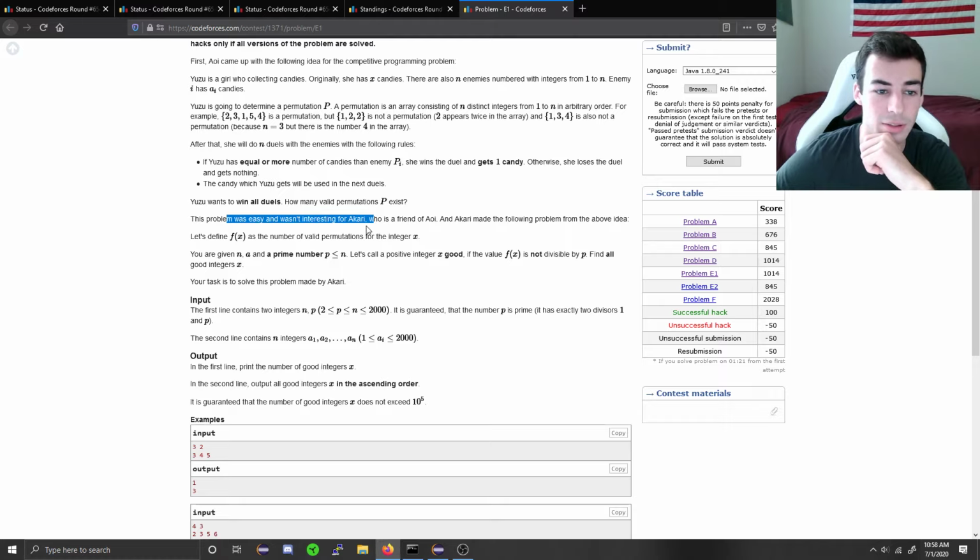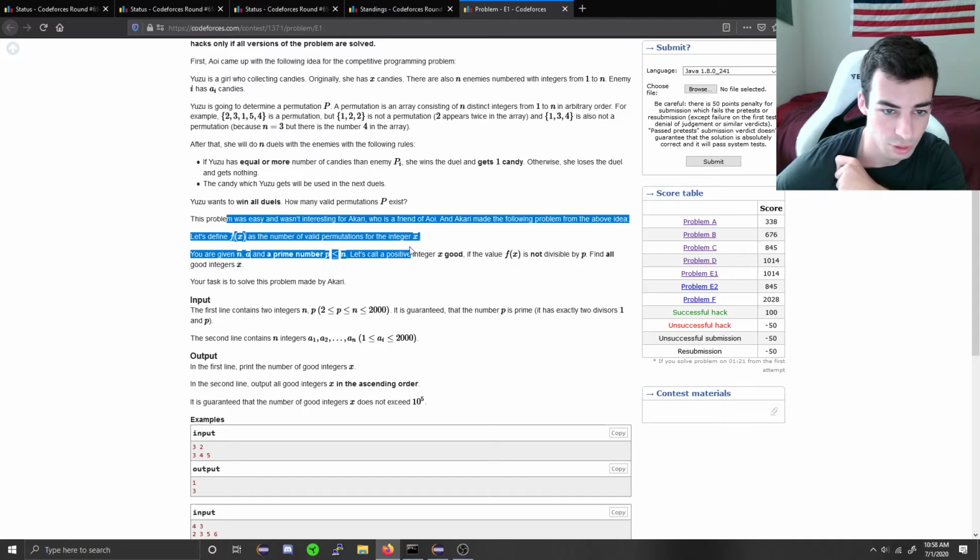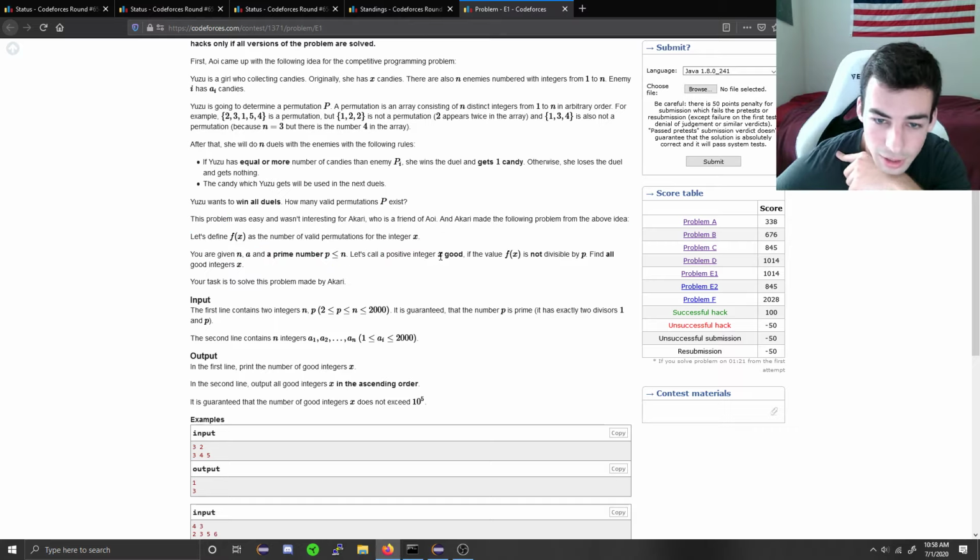The problem was easy and wasn't interesting. Well, it's not too easy yet. Let's define this as the number of valid permutations for the integer x. You were also given n, a, and a prime number p less than or equal to n. Whoa, okay.